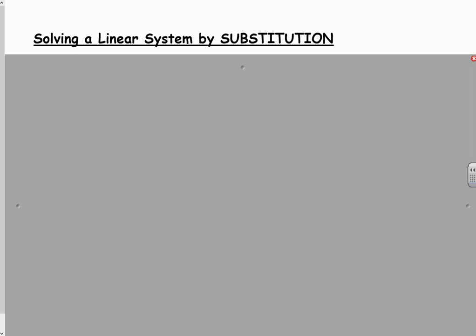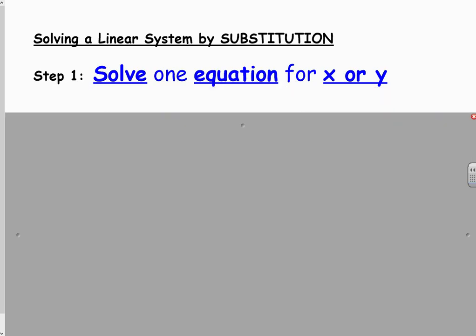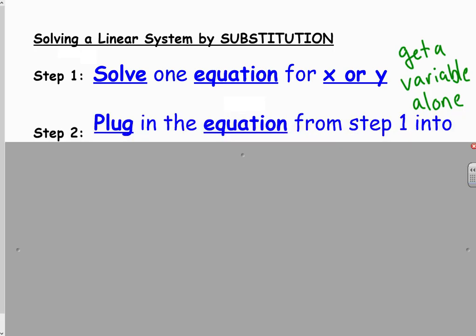The steps to solving a system of linear equations using substitution. Solve one equation for x or y. It means you need to get a variable by itself, alone. Sometimes the variable will already be alone, but sometimes it's not. So you've got to make that decision whether you have to solve or not.